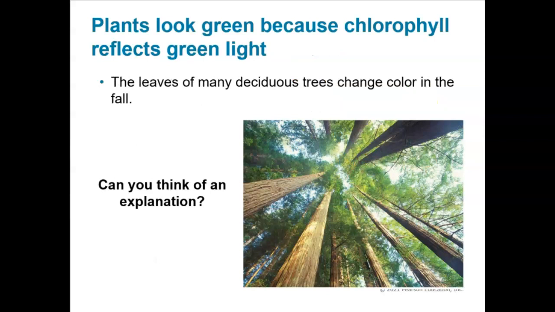So plants look green because chlorophyll is going to reflect the green light and absorb the red, violet, and orange colors. However, the leaves of many deciduous trees are going to change color in the fall. So can you think of an explanation for this? The explanation for this is that the leaves start to lose the chlorophyll, pigments in the leaves start to break down, and then the primary pigments are going to be something called carotenoids and xanthophylls, which do reflect that red and orange color. And so once the chlorophyll breaks down, those other pigments are going to reflect their colors and absorb that green light. And so that's why leaves change color in the fall.